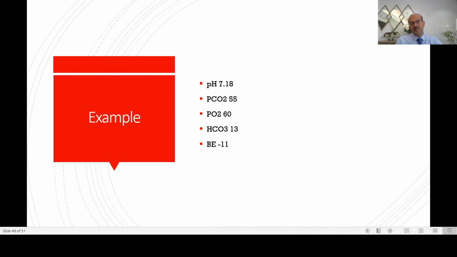As clinical examples before we close, this is a baby where the pH is 7.18, PCO2 is 55, PO2 is 60, bicarbonate is 13, and base excess is -11. So when we interpret the blood gas, we look at whether it is acidosis or alkalosis, and this is obviously acidosis. Then we look at the direction of the change. The carbon dioxide is high, so it is respiratory acidosis. The bicarbonate is low, it is metabolic acidosis.